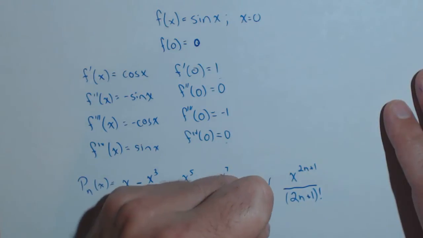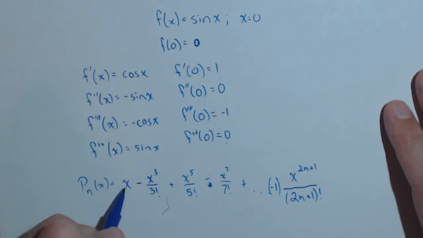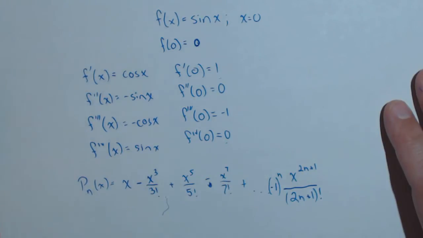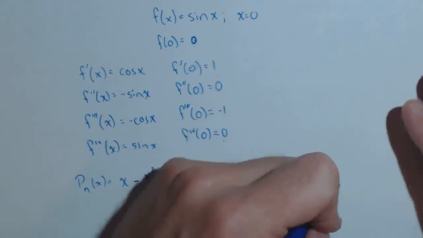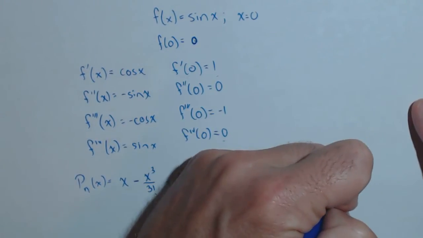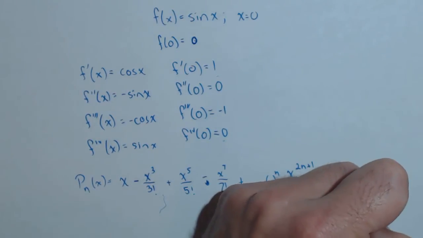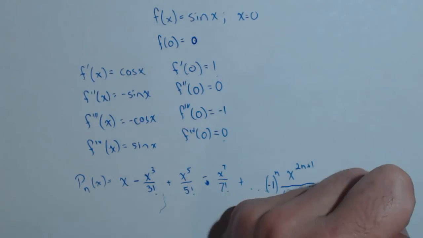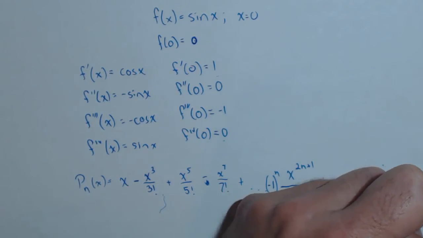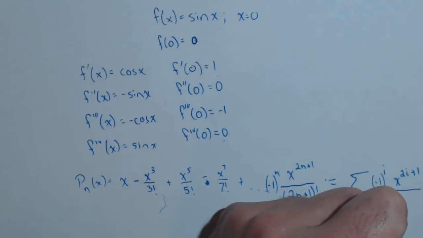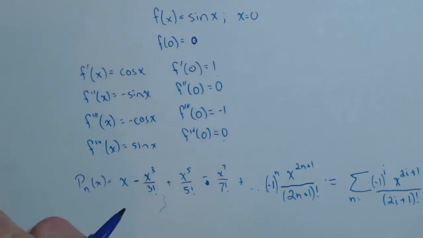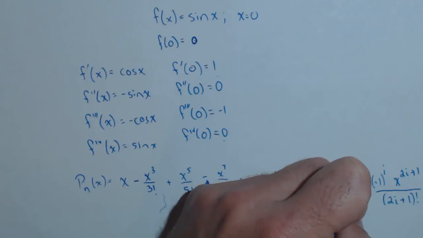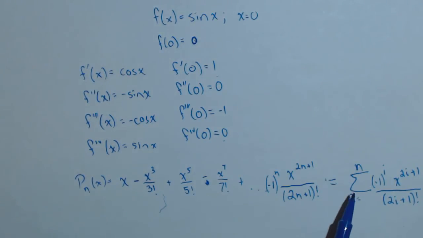Now it does need to alternate. So we'll put in a negative 1 to the n, and we wanted to start off at a positive. So if we wanted to write this up in summation notation, I'm going to have negative 1 to the i. I'm going to use i because I'm going to use n here. x to the 2i plus 1 over 2i plus 1 factorial. And sorry, not there. That should also be i. n is going to go here because we're looking at the nth degree Taylor polynomial.